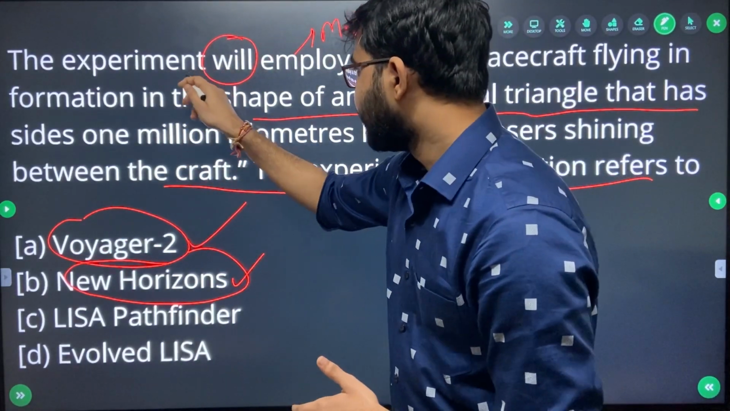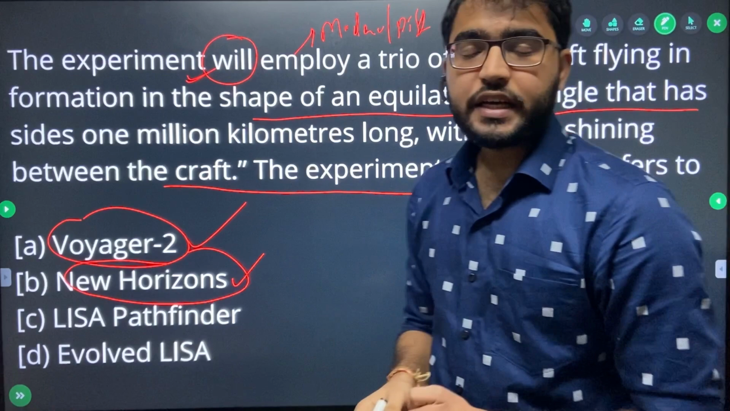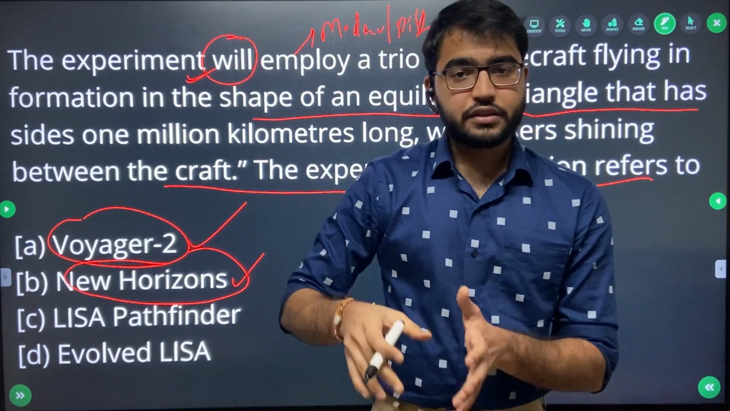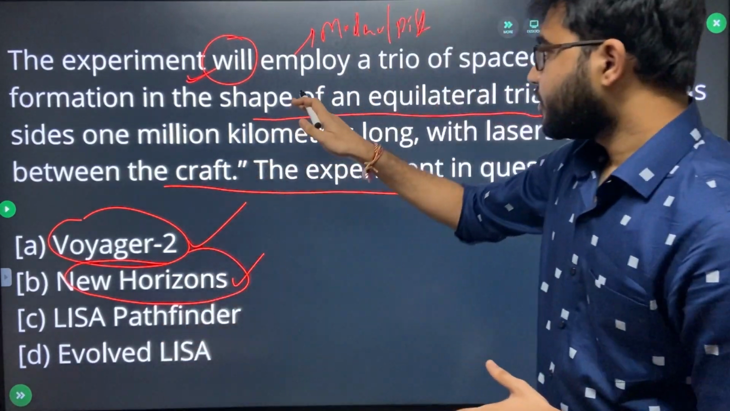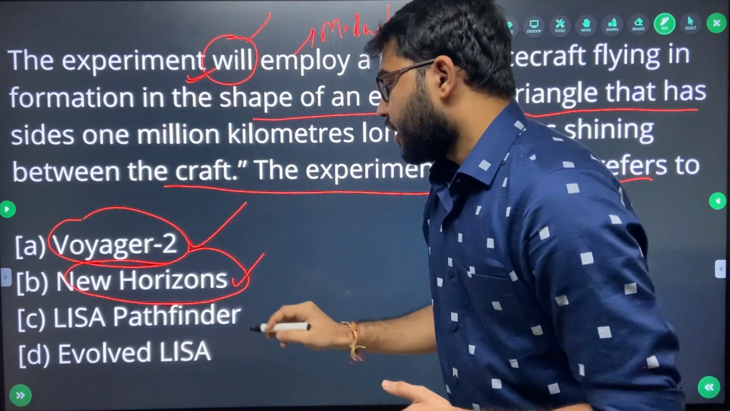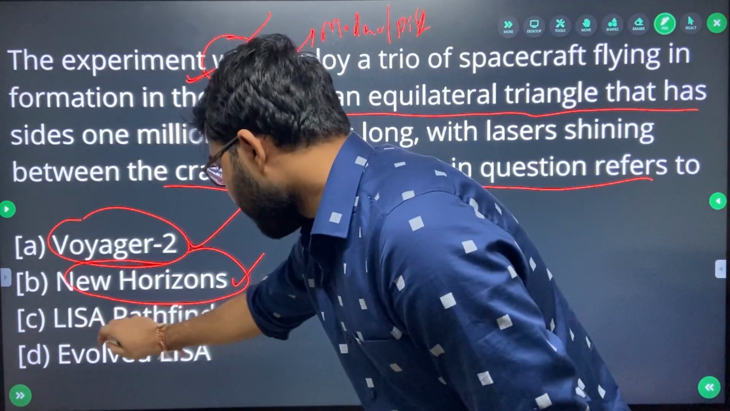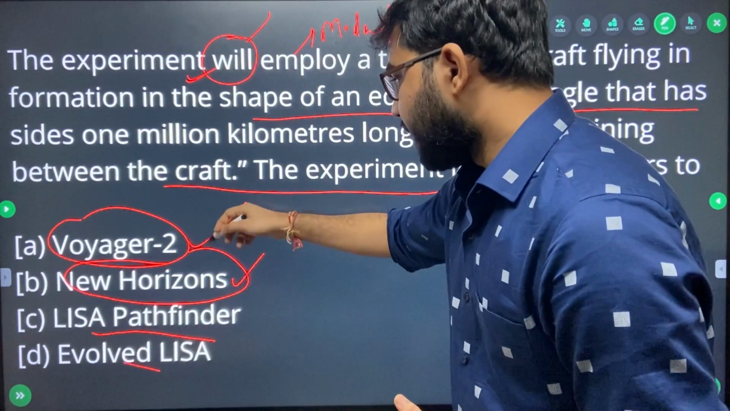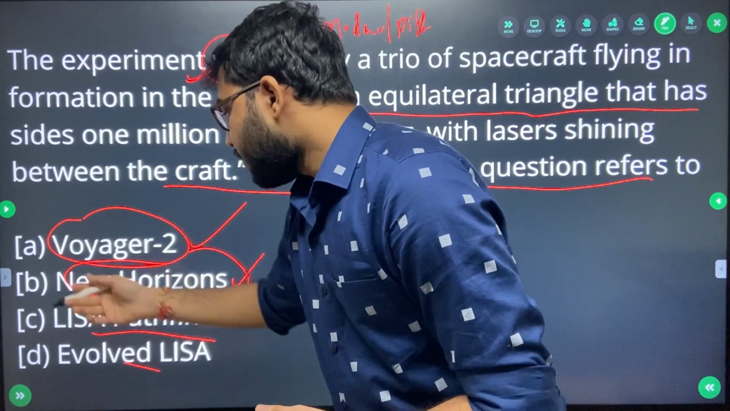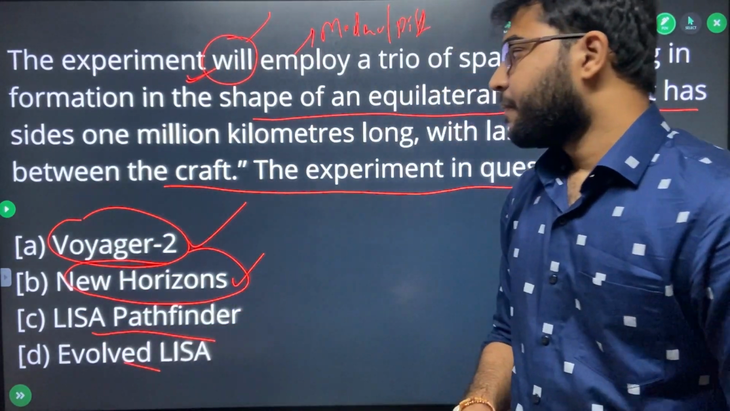See, pay attention. You have to be extremely vigilant when you are in the examination hall. Pay attention to these minute details. Even Evolve Lisa and Lisa Pathfinder. So you can easily eliminate these two statements. Now you are confused between C and D.